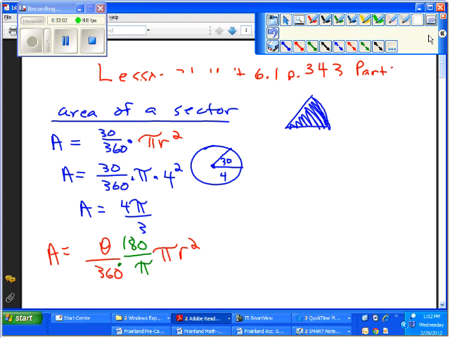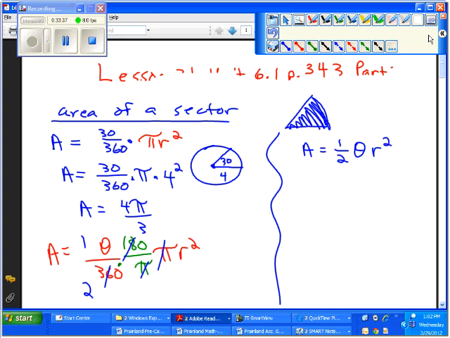And then I'm going to go through that cancellation. 180 goes into 360. Pi cancels pi. What do I get? 1/2 theta r squared. So the pre-calculus version of the formula for the area of a sector is equal to 1/2 theta r squared, or theta r squared over 2, or theta over 2 r squared.